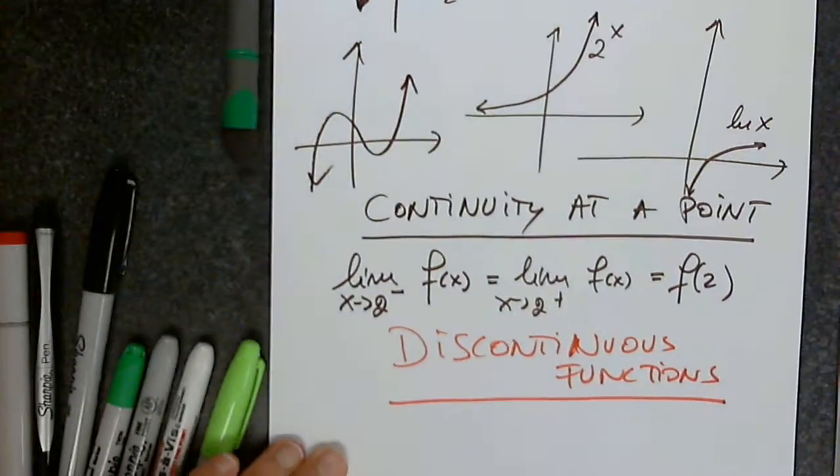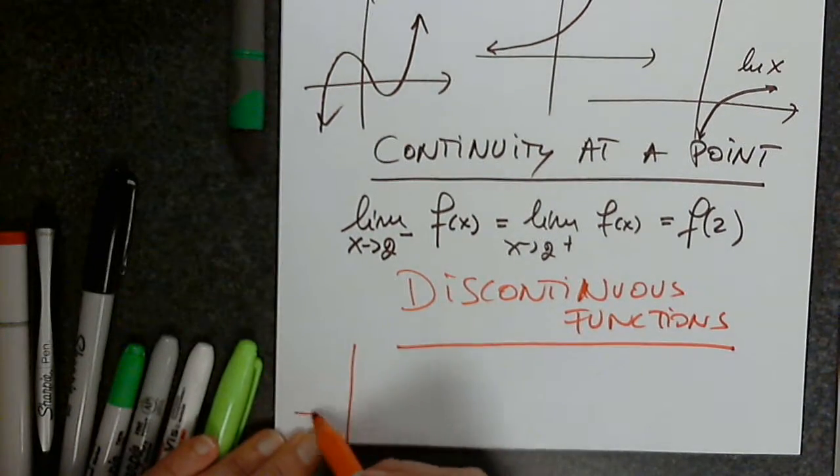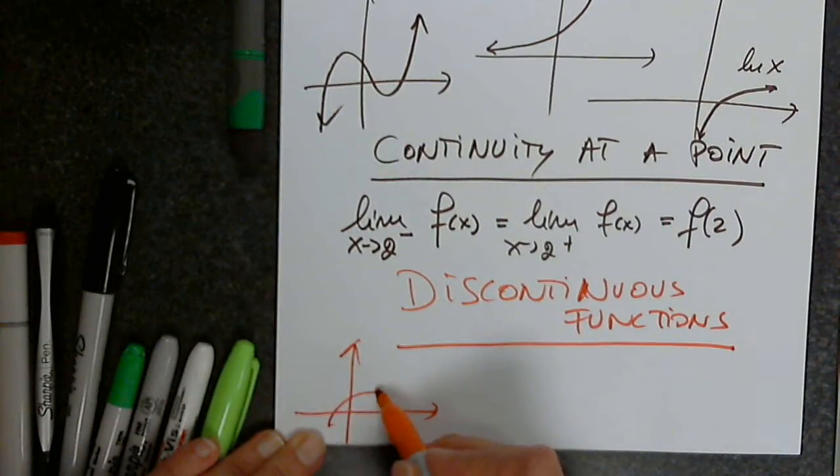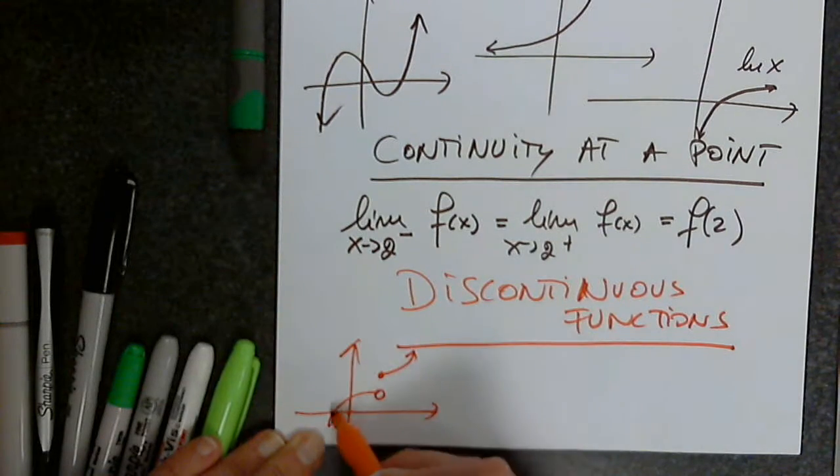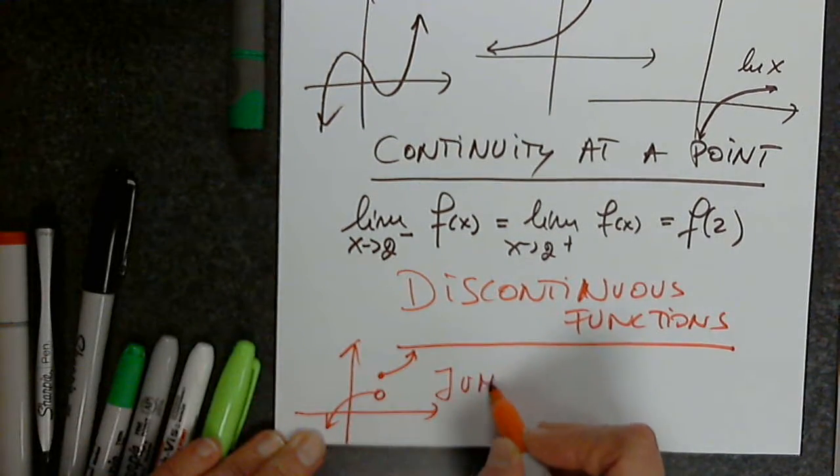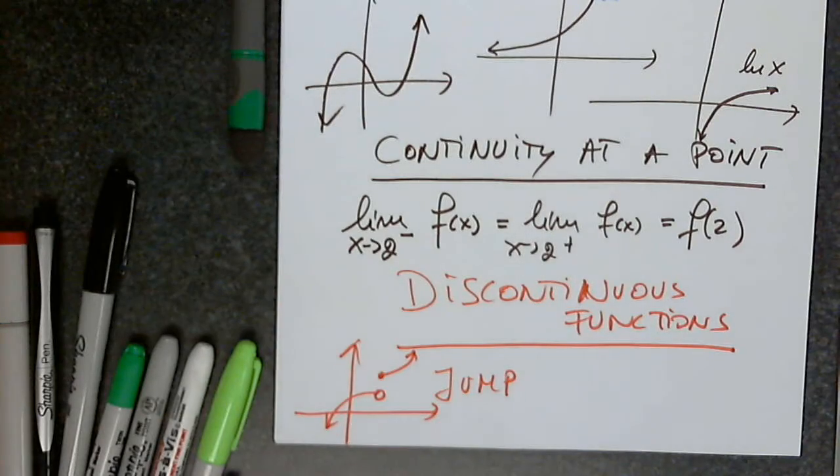Discontinuous functions. Here's an example. This is a jump. Jump discontinuity.